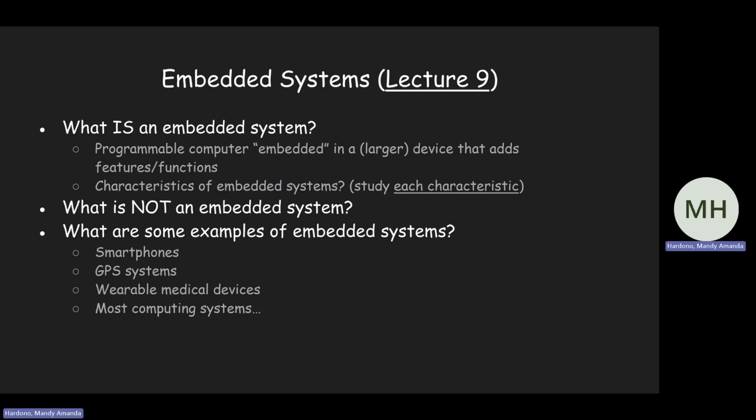What's not an embedded system? They're not general purpose computers the way a laptop or a desktop is. Some examples of things that have embedded systems are smartphones, GPS systems, wearable medical devices, most computing systems.